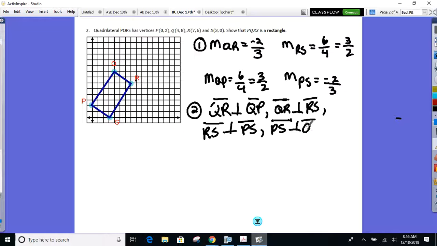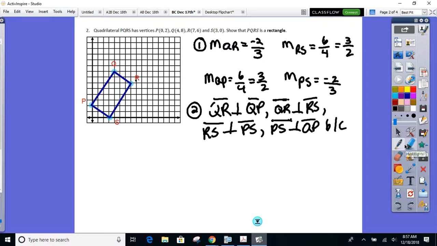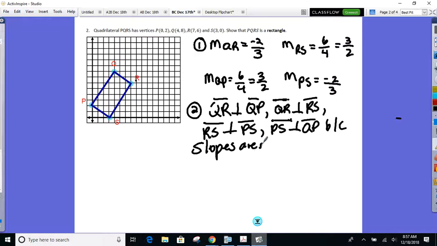And then obviously you're going to have to tell me a why now, because how do you know these are all perpendicular? You did all the work. Because slopes are, what do we call those? Negative reciprocals. Okay, so after you show me a formula, the next step should be, hey, here's what I just learned. The lines are perpendicular. The segments are congruent. The segments are parallel.